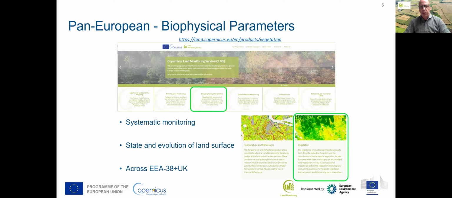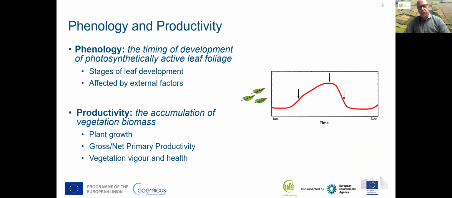It's systematic monitoring, daily at least, of the state and evolution of the land surface, and it's across the full continent. VPP stands for, there are two P's in there, one is phenology, the other one is productivity. The phenology is really the timing of the development of the photosynthesis. This means that we will capture visible stages of the leaf development, so it's bud setting, leaf growth, leaf shedding, etc. And that certainly relates to the internal plant processes, which are affected by light, temperature, water, etc.